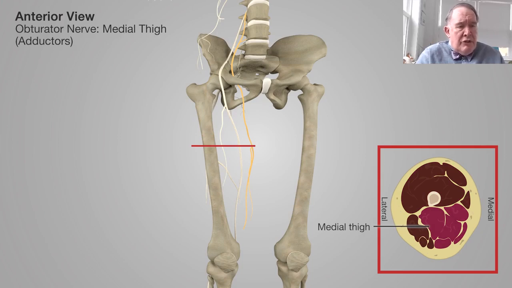This is a section at a slightly lower level of the thigh, showing the medial group, supplied by the obturator nerve. And you may recall that these medial muscles are the adductors, the muscles that adduct the thigh.